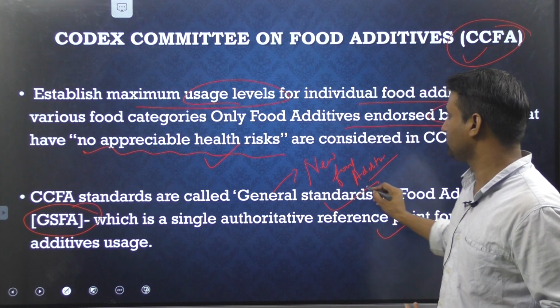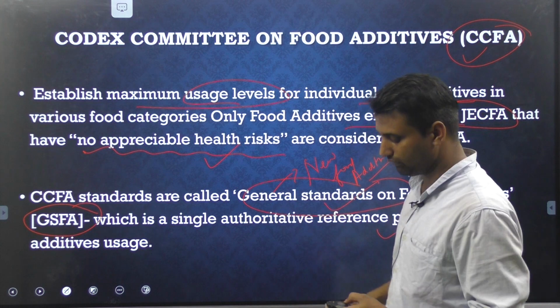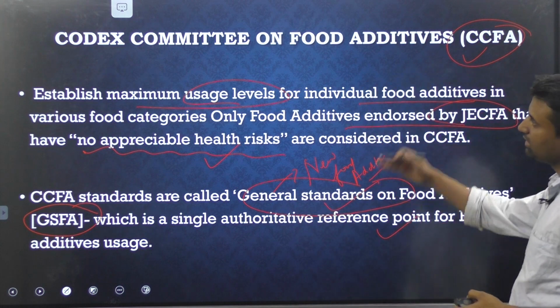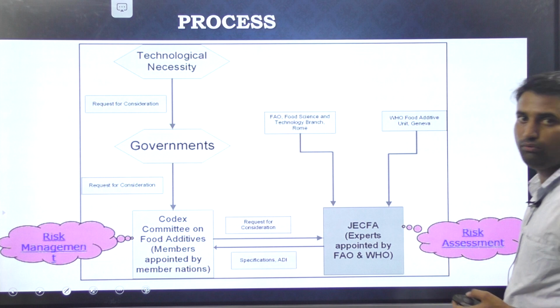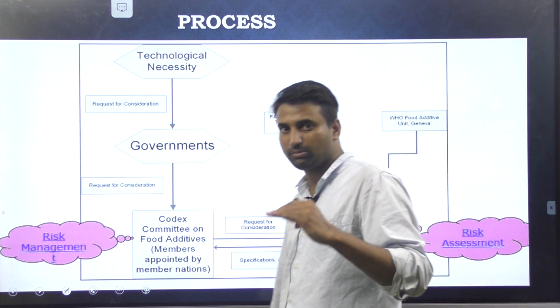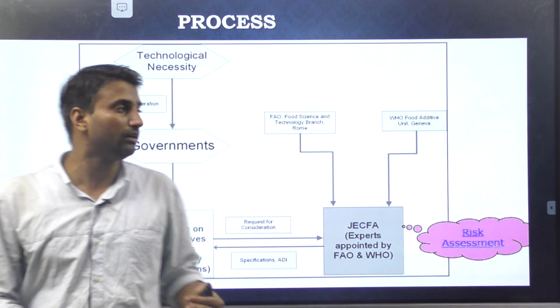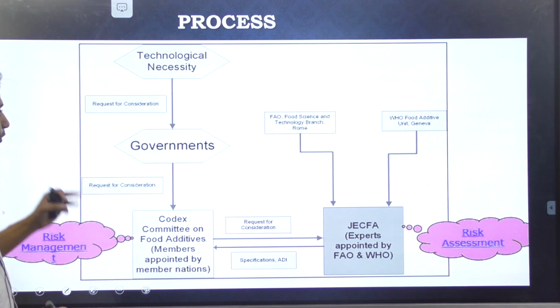Okay, so this is one of the bodies which will give the idea of the new food additives, and it comes under the Codex Committee on Food Additives. That is one of the expert committees, under which this body comes. Now what is the process? Let's try to understand the process.